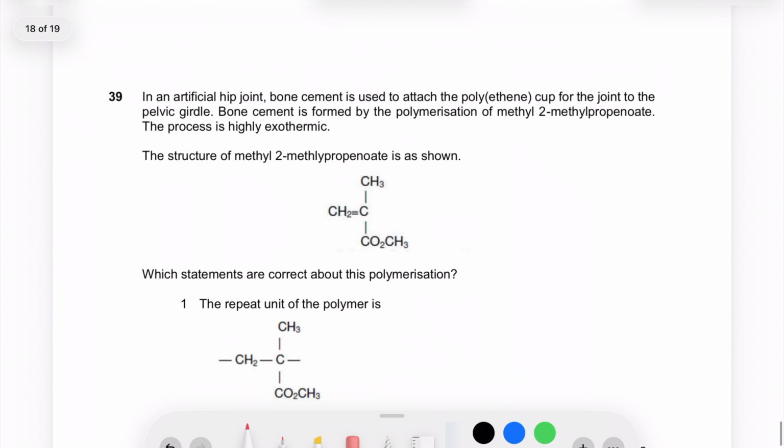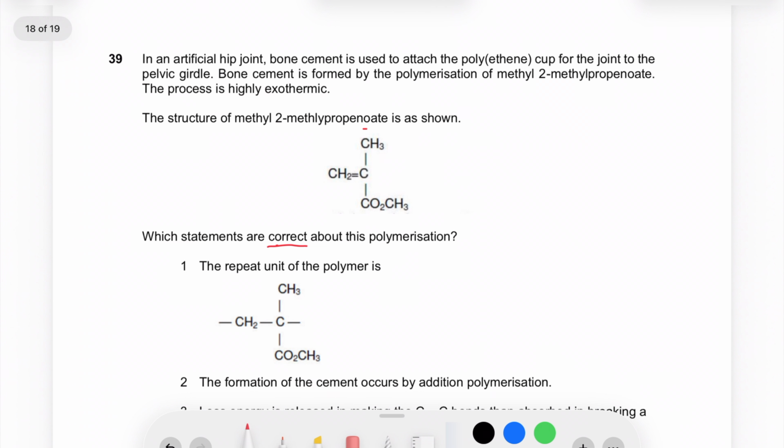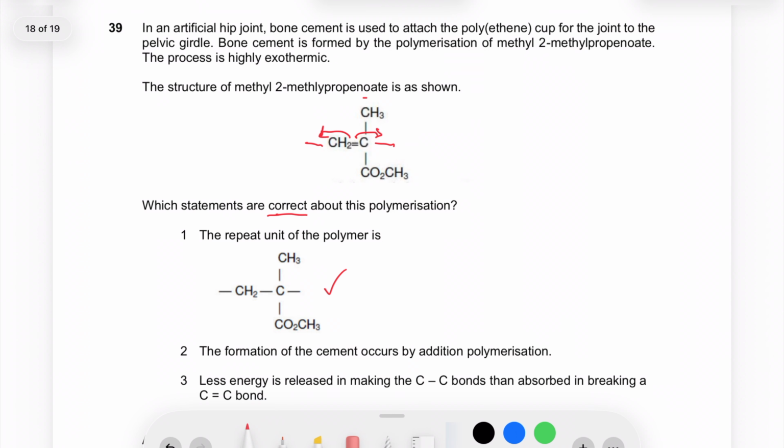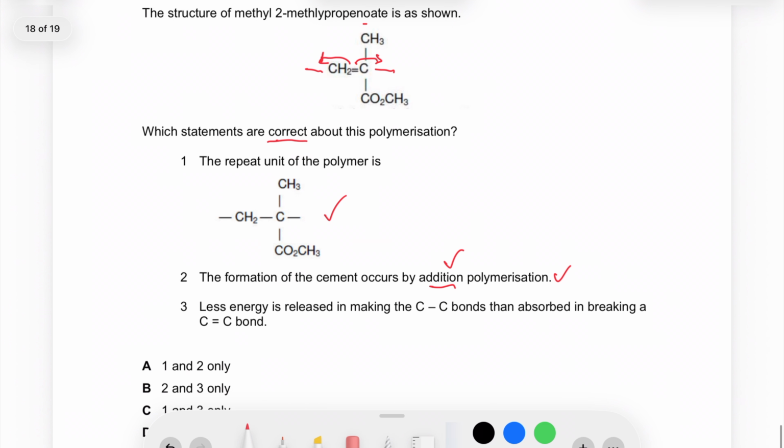39. Alright, so you have this structure, methyl 2-methylpropenoate. Okay, which one is correct? Okay, so let's see. The repeating unit. Okay, so this is the CC double bond. So you open up the double bond. So it looks something like this. So this is good. This is true. The formation of cement occurs by addition polymerization. Yes, because of the CC double bond. So you undergo addition polymerization. That is true.